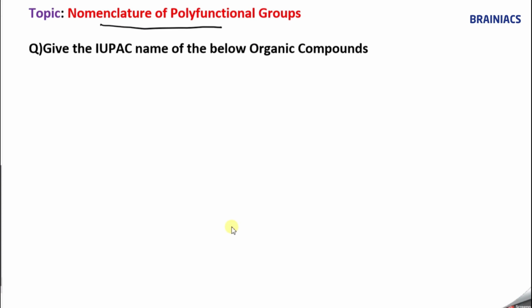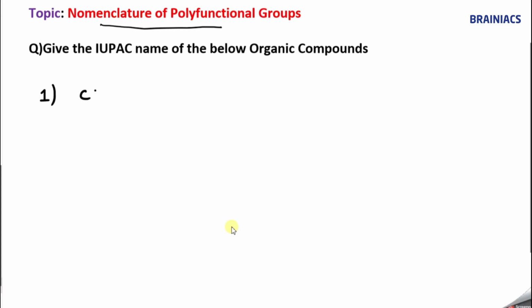What do we mean by polyfunctional group? Polyfunctional group means that in one compound itself, more than one functional group will be there. In all my previous examples, I was giving you examples where one functional group is there. When multiple functional groups are there, we know already how to handle. So we will try to do some questions from that aspect.